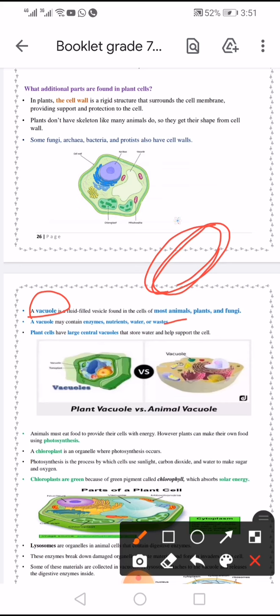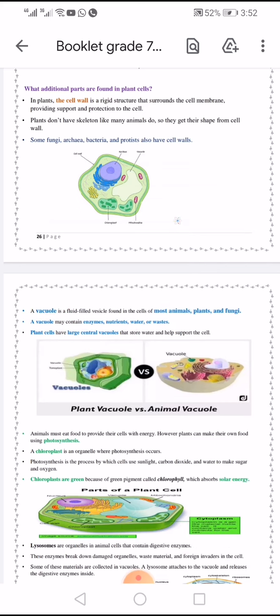Plant cell is different from animal cell: plant cell has a large central vacuole, while vacuoles are present in most animal and plant cells. But only in plant cell do they have a large central vacuole. So plant cell has a large central vacuole that stores water and helps support the cell. The function of the large central vacuole is to store water, as the vacuole is a fluid vessel, and to support the cell.